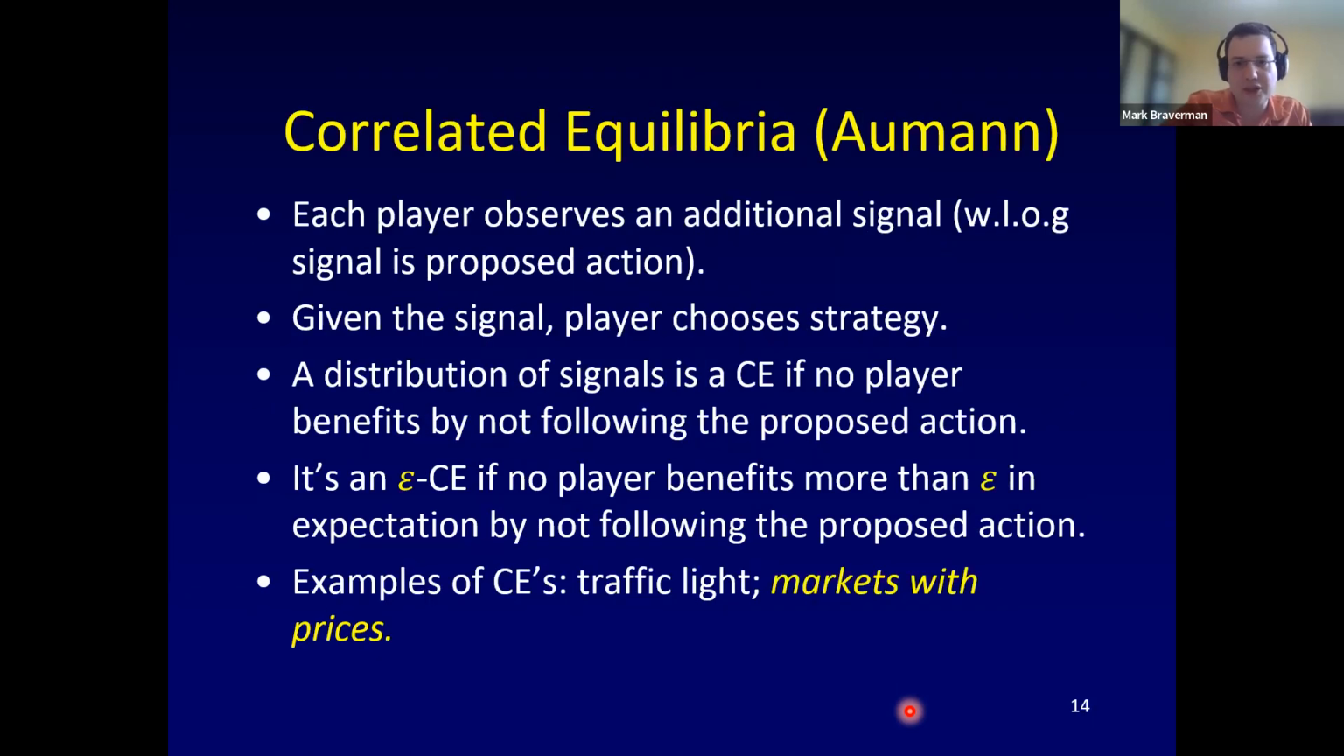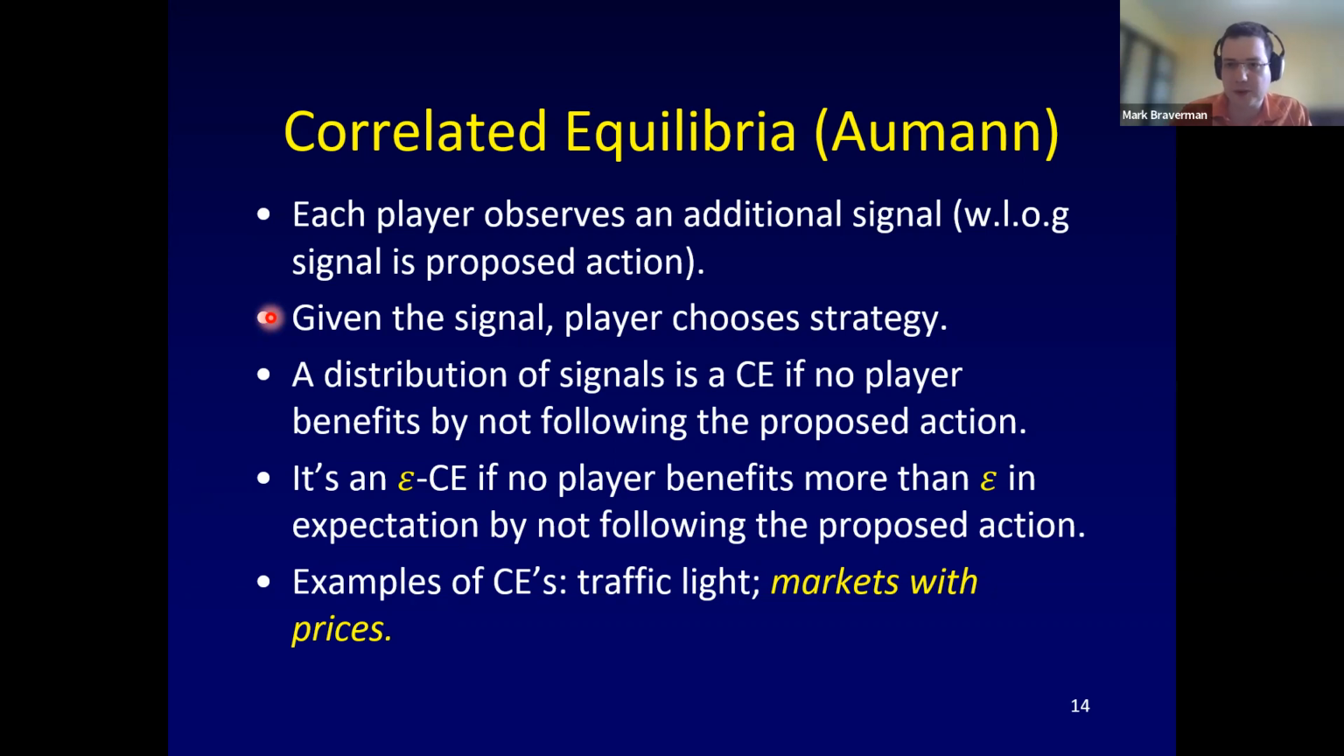So a correlated equilibrium is, the concept is, each player observes some additional signal, which without loss of generality could be the proposed actions. And given the signal, each player chooses a strategy. And a correlated equilibrium is a distribution of signals such that when you receive a signal, you don't benefit from not following the proposed action. And epsilon correlated equilibria are defined similarly.